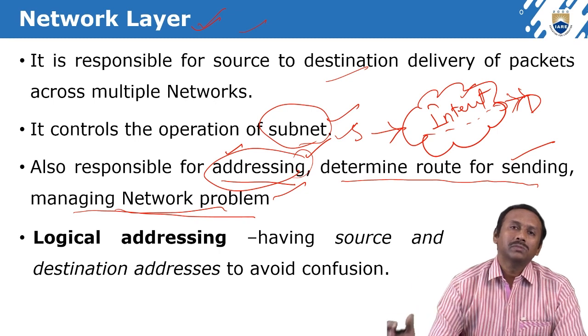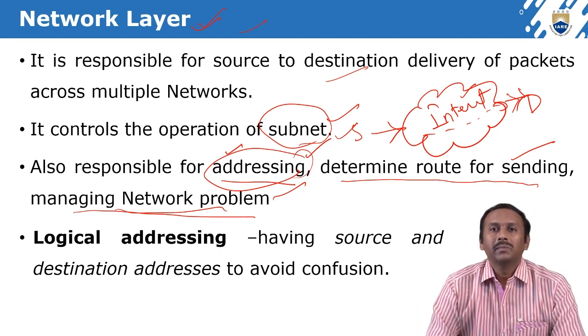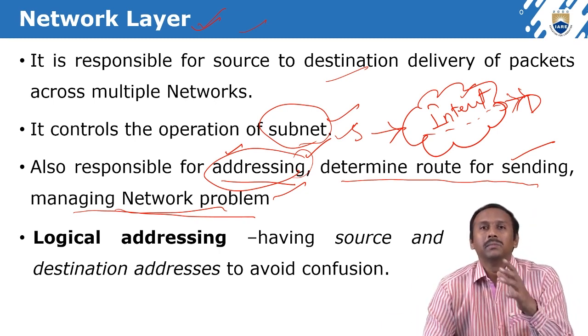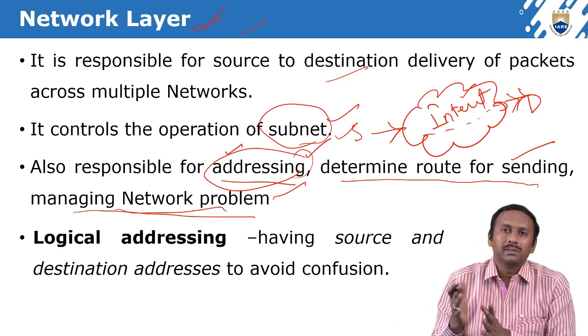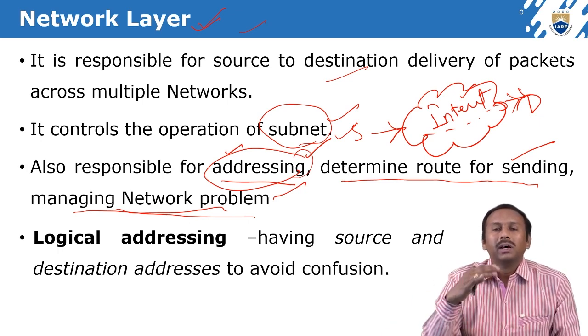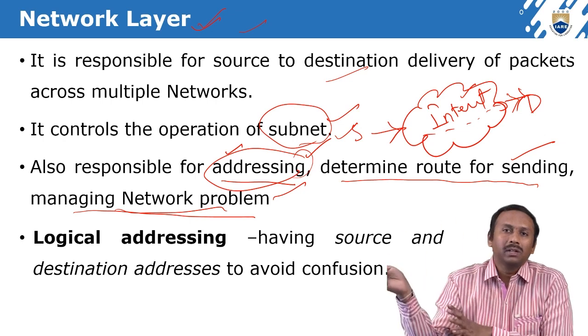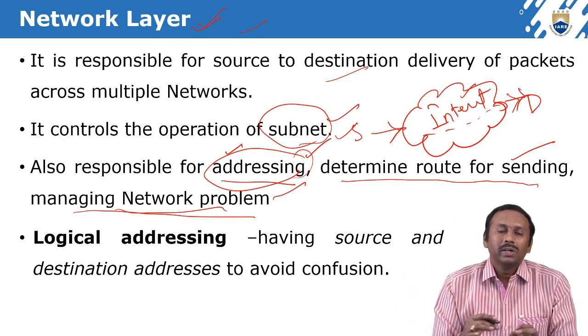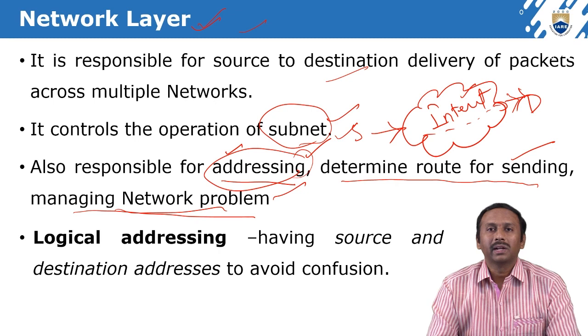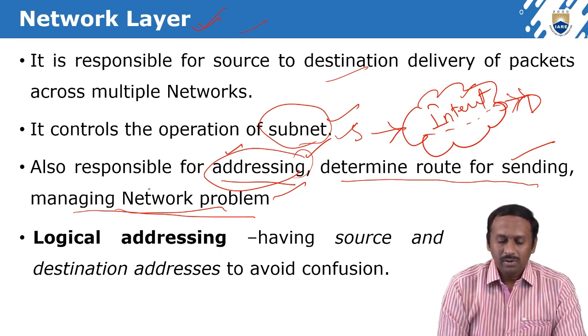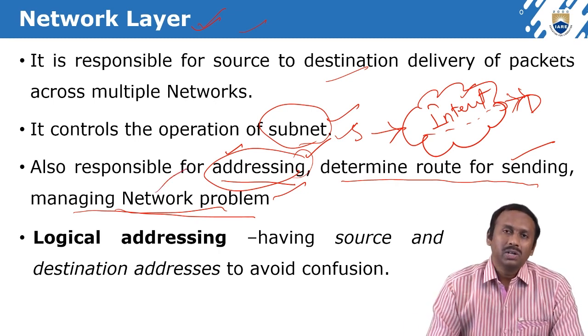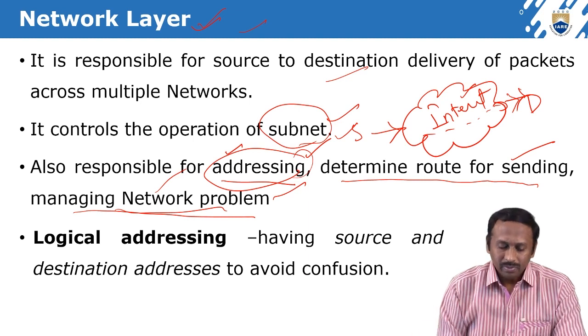Sometimes some networks may not work properly. At that time, if a network is not working at a particular place, it automatically redirects those packets into some other network. So via some other network it is going to redirect. Even all these kinds of networking issues, this network layer is going to take care of.